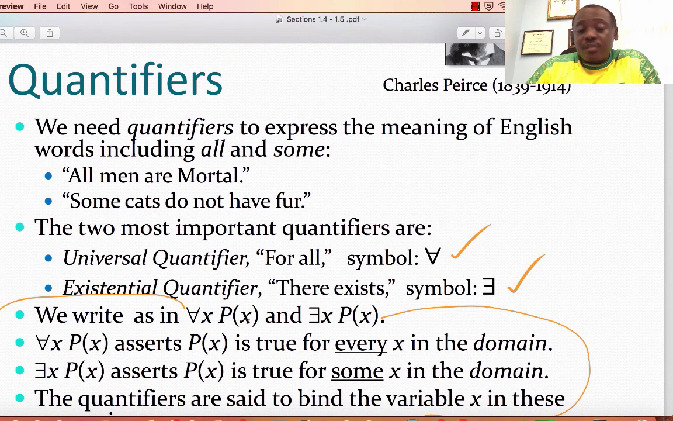My domain could also be the set of human beings, but I'm interested in men, so I could limit that to the domain that is just the set of men. For every X, P of X. For every X in the domain, the set of men, X is mortal. Now, that would have a truth value. Is it true or false?